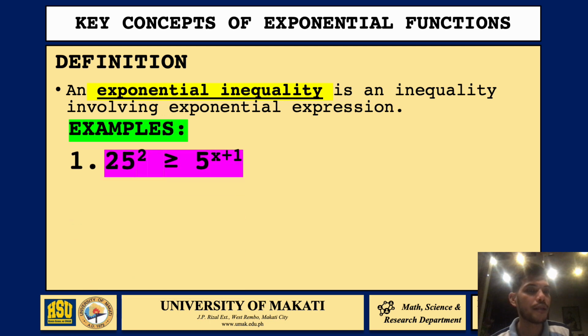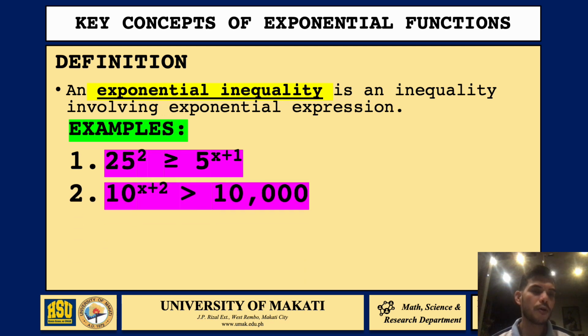Number 1, 25 raised to 2 is greater than or equal to 5 raised to x plus 1. This is an example of an exponential inequality because it contains an inequality symbol, which is greater than or equal to. And then, of course, it contains an exponential expression, where one of the exponents, which is x plus 1, contains a variable.